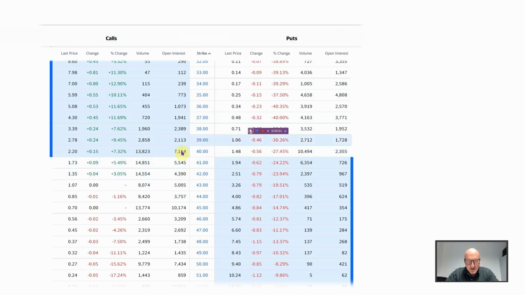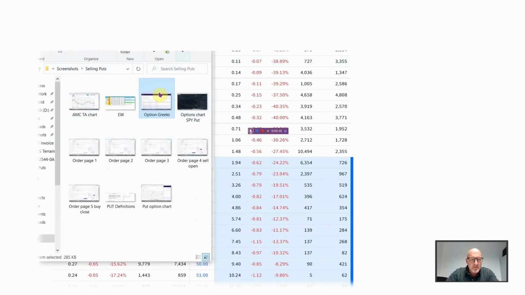All right. So that's basically how it works. So let's say we're going to pick the $40 strike price. So I want to show how you put the orders in.